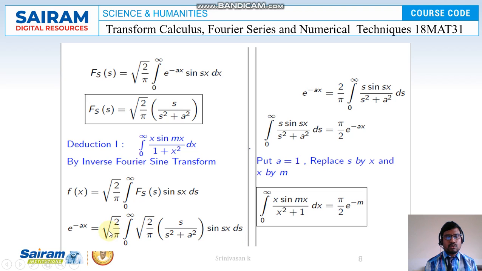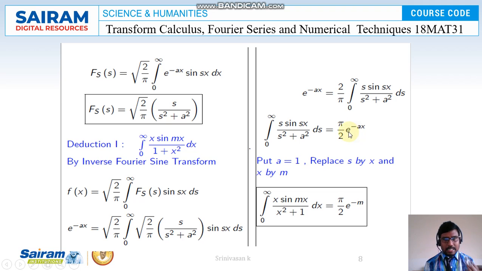Clear? So root 2 by pi into root 2 by pi, we get 2 by pi integral 0 to infinity sine sx divided by s square plus a square. Taking this 2 by pi to the other side, we get integral 0 to infinity s sine sx divided by s square plus a square ds equals pi by 2 e power minus ax. This e power minus ax is f of x, because in our inverse Fourier sine transform formula, f of x equals this. Clear? So f of x is the given function, that is e power minus ax. So pi by 2 e power minus ax.